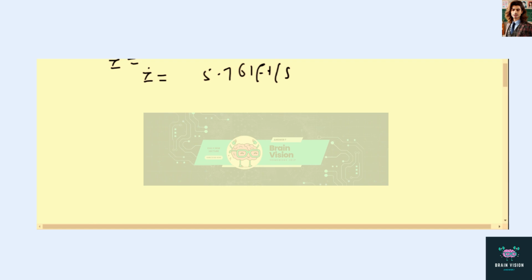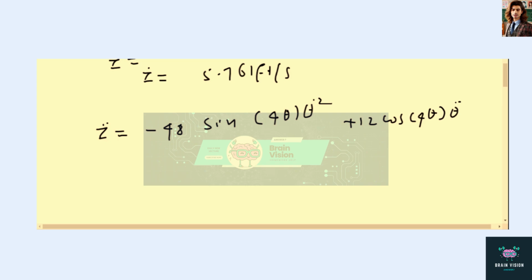And Z double dot is equal to minus 48 times sine of 4 theta times theta dot squared plus 12 times cosine of 4 theta times theta double dot. So Z double dot is equal to 3.353 feet per second squared.